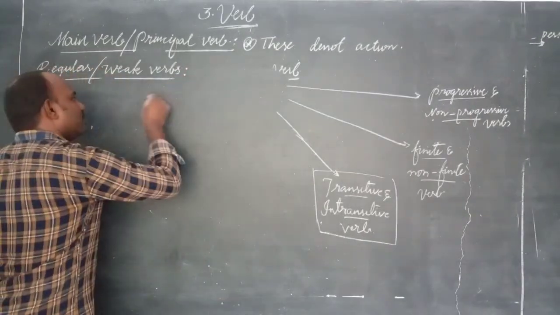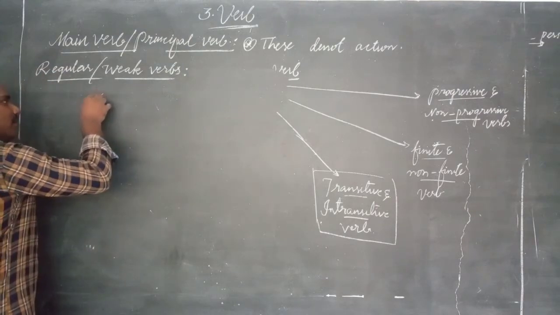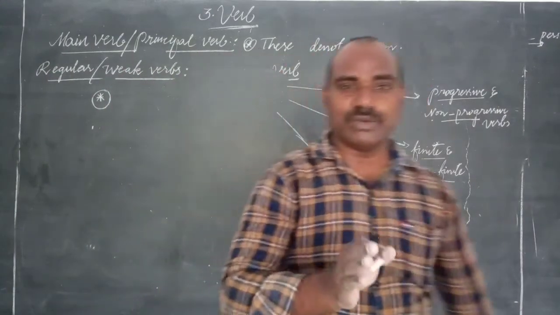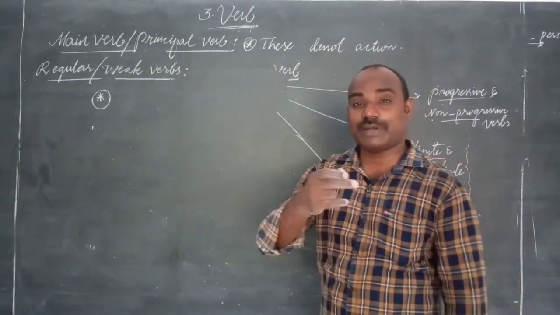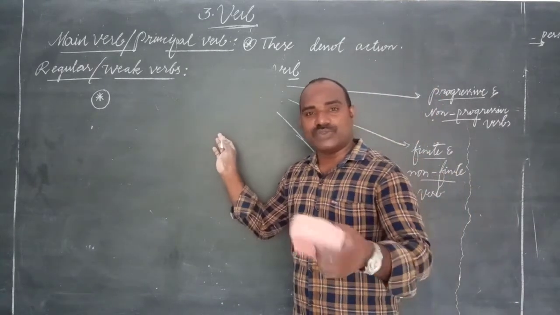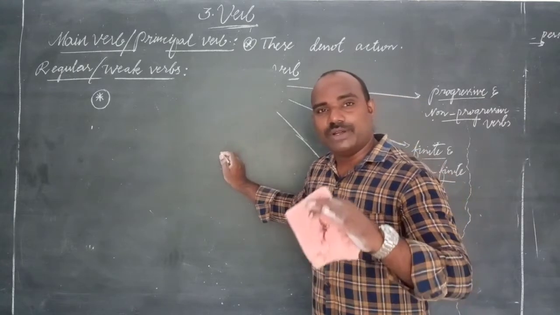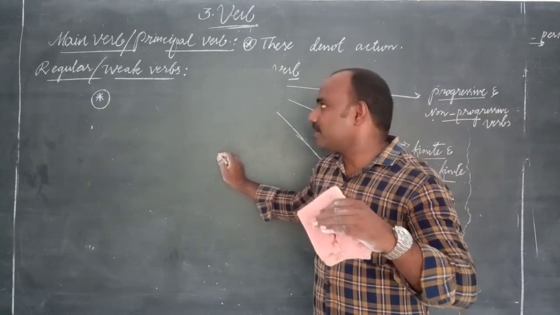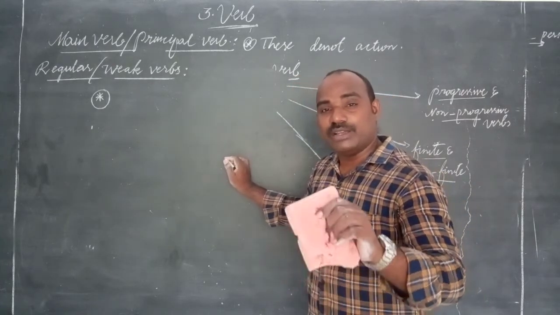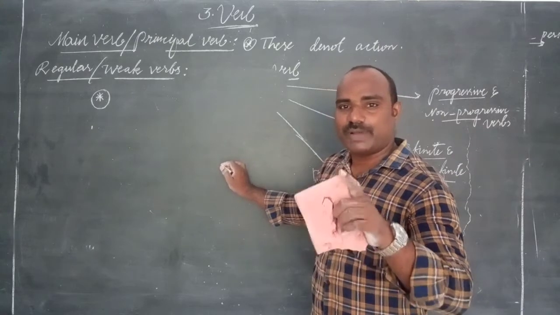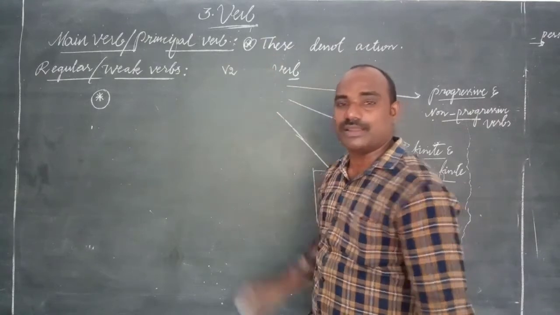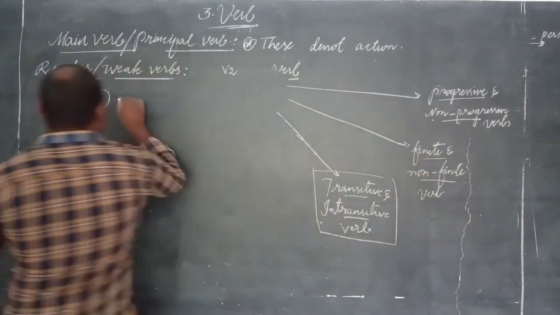You see, a verb can be identified as a regular verb or weak verb by its past tense form. We can identify whether a verb is regular or weak, irregular or strong by its past tense form, that is the second form of verb, V2. The V2 decides.